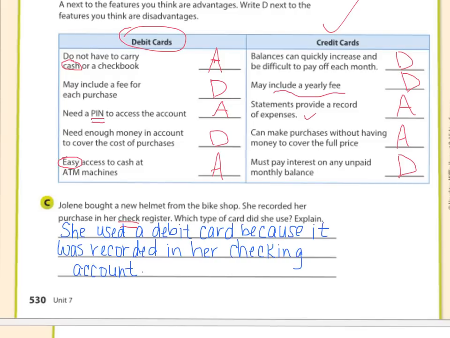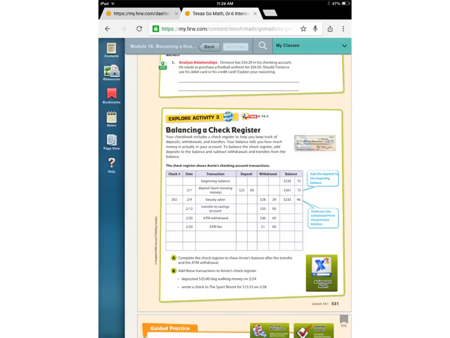Okay, so I know that she used a debit card. Don't write this down. Just listen. She used a debit card because it was recorded in her checking account, and your debit card is tied directly to your checking account.